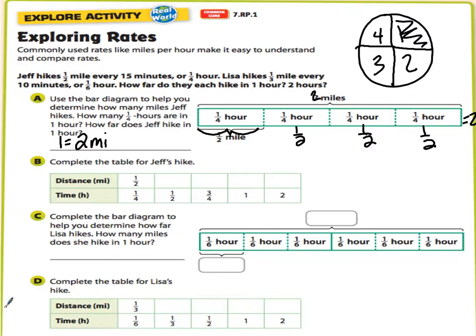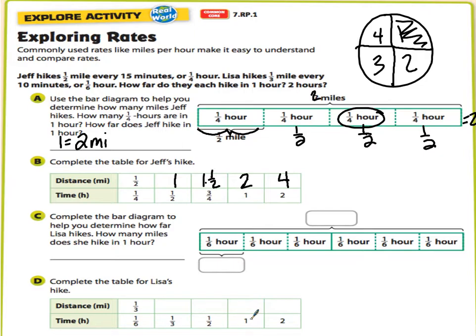Okay? So looking at this, we could say in 1/4 of an hour, he would hike half a mile. In half of an hour, he would go 1 mile. In 3/4 of an hour, he would go 1 1/2 miles. In 1 hour, we said he went 2 miles. So then in 2 hours, he would go double that, which would be 4 miles.